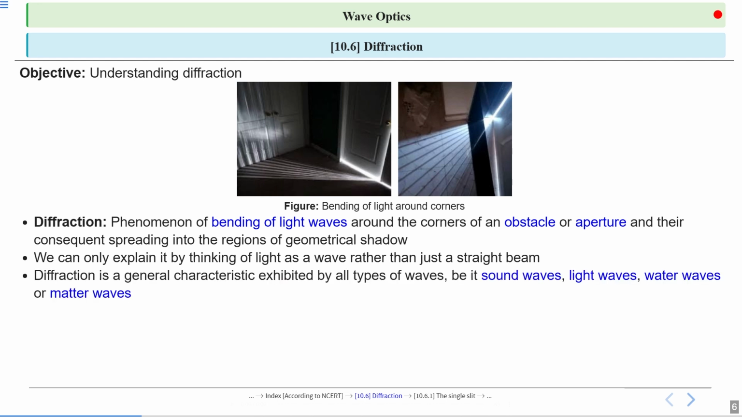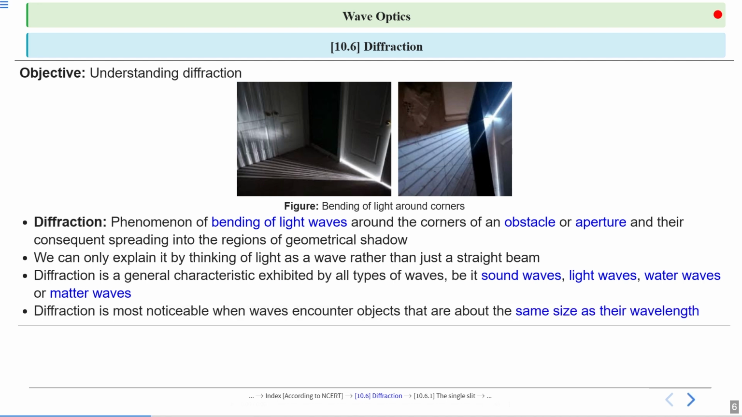So diffraction isn't unique to light, it's a general property of all waves. Whether we are talking about sound, light, water, or even matter waves, they all exhibit diffraction. This universality highlights the wave nature of this phenomenon. Diffraction becomes most noticeable when the size of the obstacle or aperture is comparable to the wavelength of the waves.